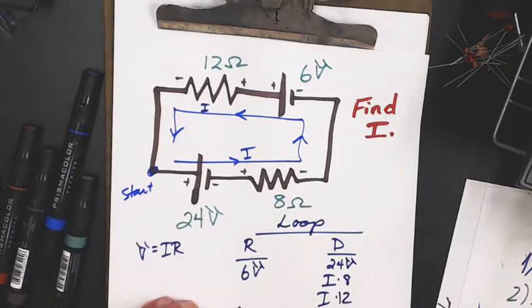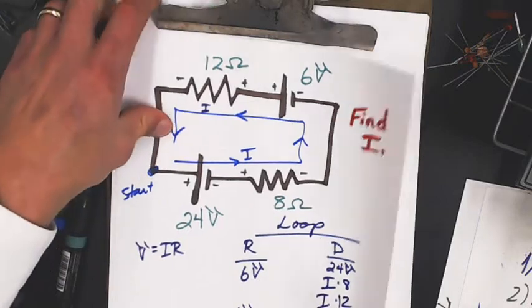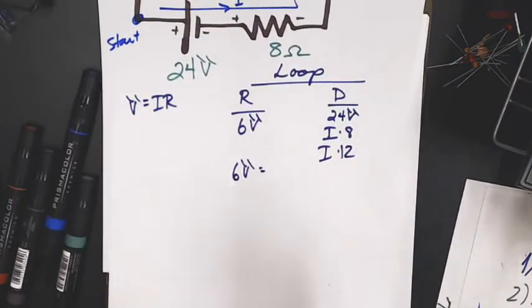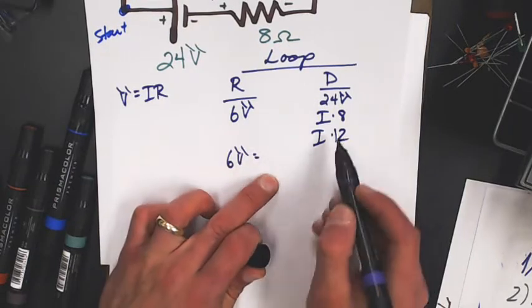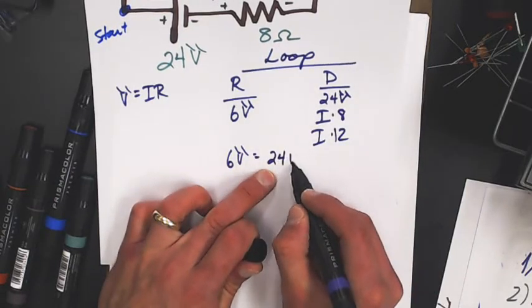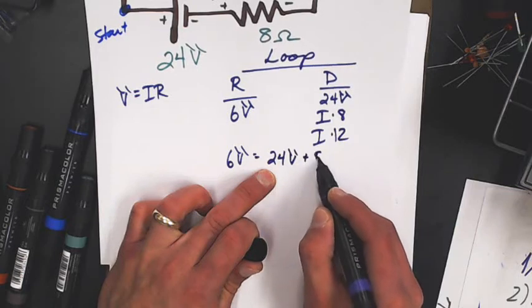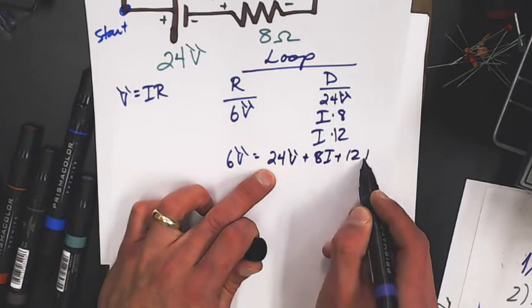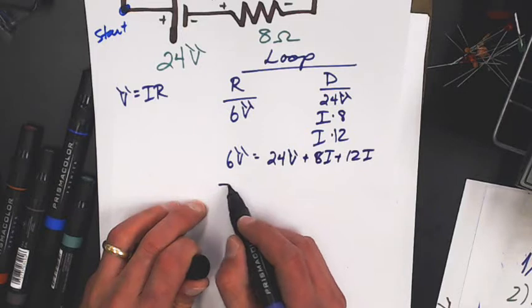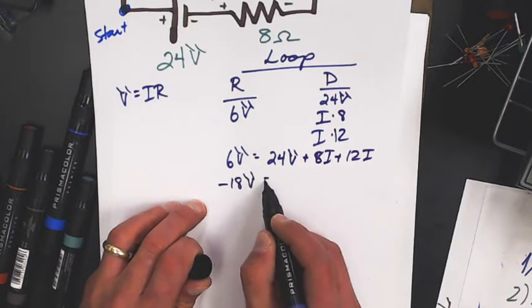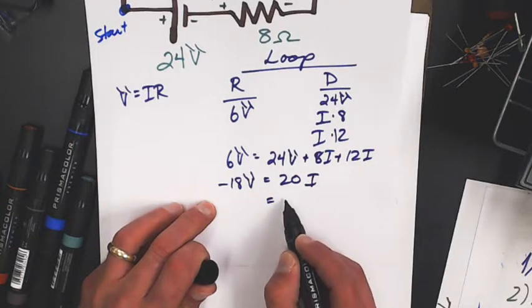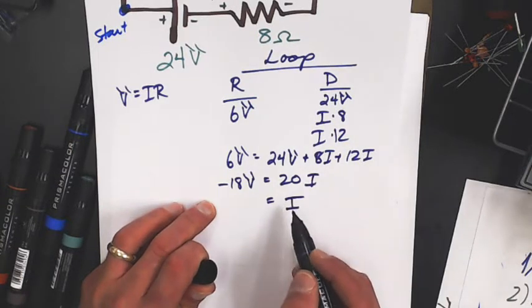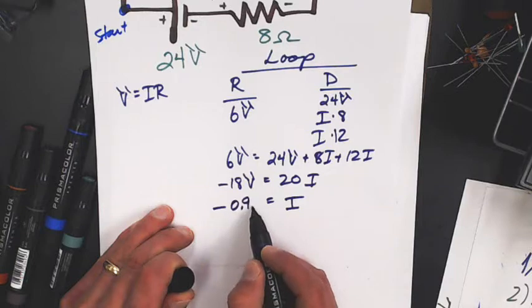So what do I know? I know 6 volts has to, oops, I went off the screen there. I know that 6 volts has to equal the sum of all of these. It has to equal 24 volts plus 8I plus 12I. Now plus over here, negative 18 volts equals plus 12 is 20I. So that means my current flowing through there is negative 0.9 amps.